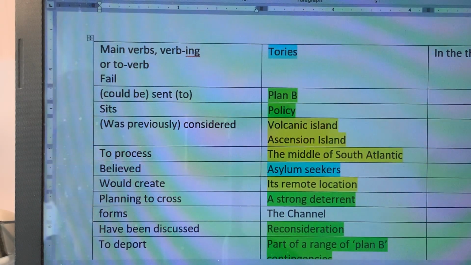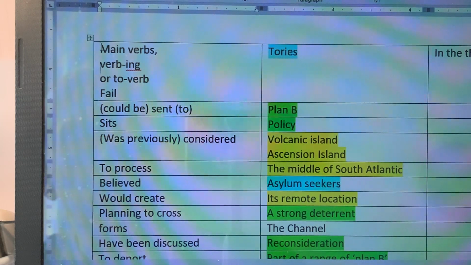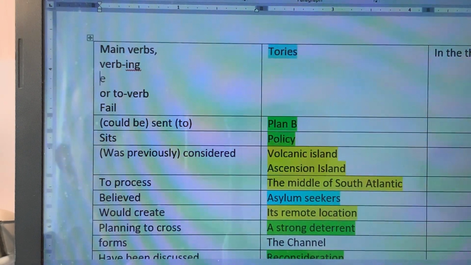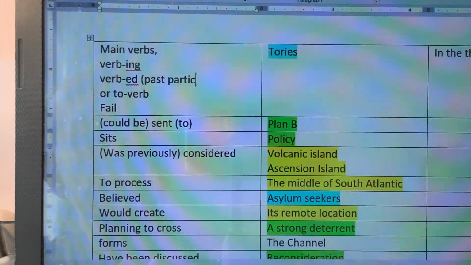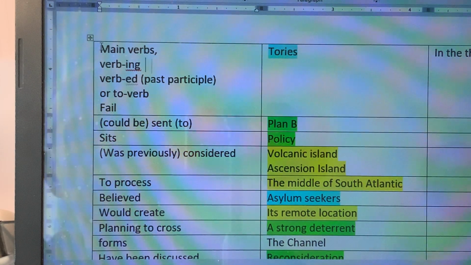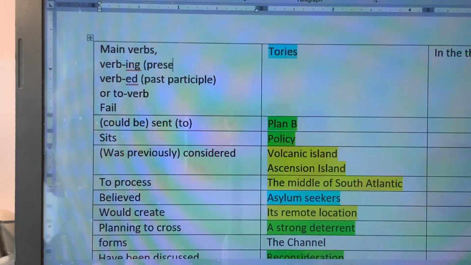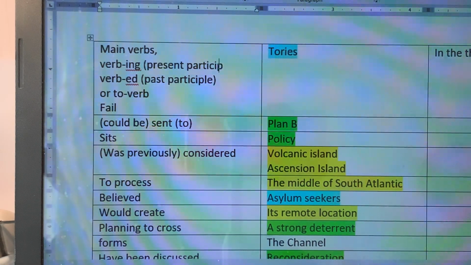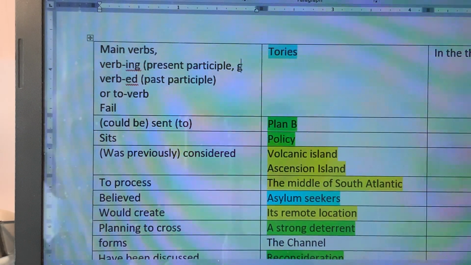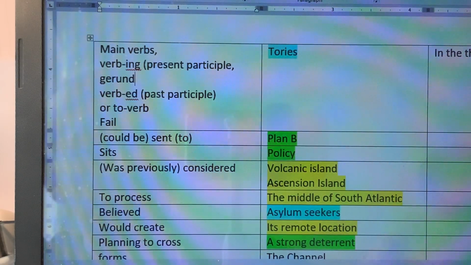And then of course there's the past participle, which is the verb with an ed, the verb in the past. This is the past participle, and you have the present participle as well, and this present participle is also sometimes called a gerund, depending on its position in the sentence.